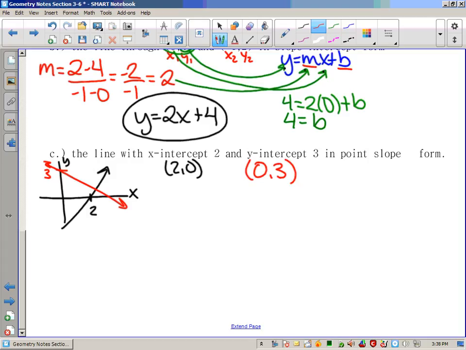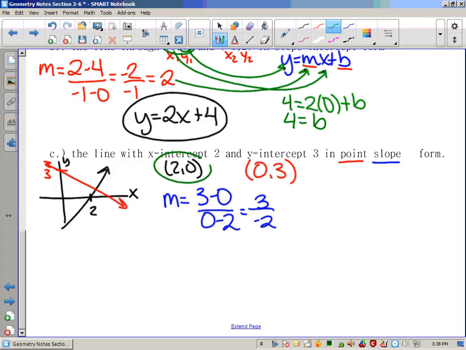So I'm going to write it in point-slope form. Well, I need to figure out slope, because with point-slope form, I need a point, and I need slope. So I'm going to figure out slope first. That would be doing y2, which is 3, minus y1, over x2 minus x1. So my slope is negative 3 over 2. And then I just pick a point. It doesn't really matter which one I use. Let's say I use this one.